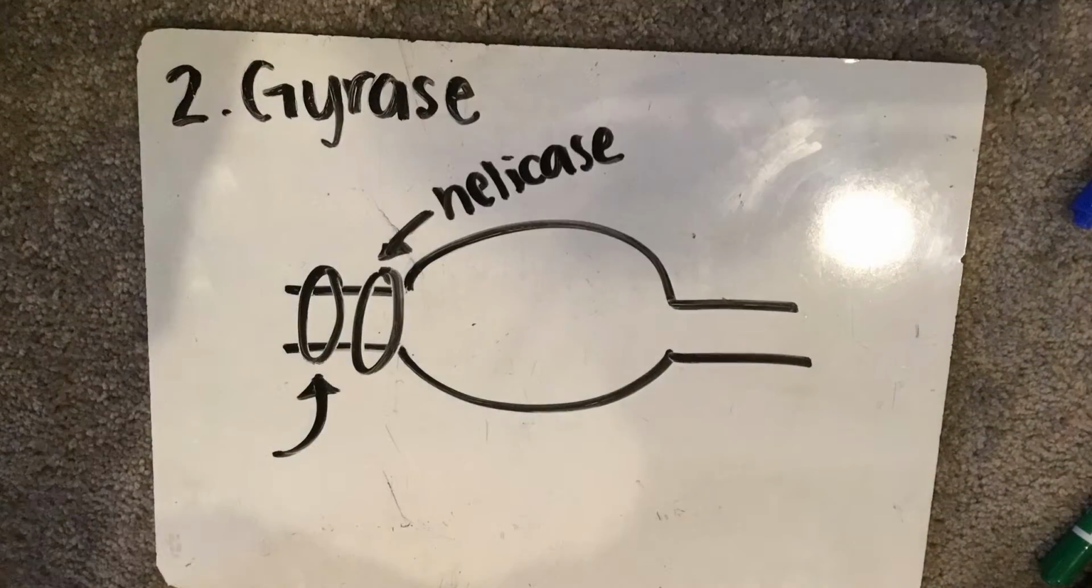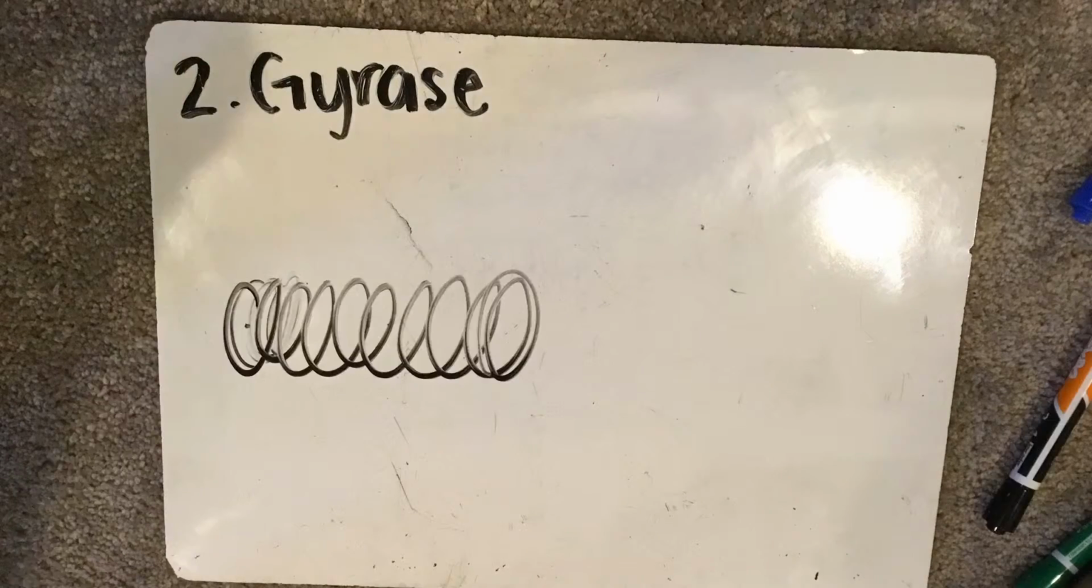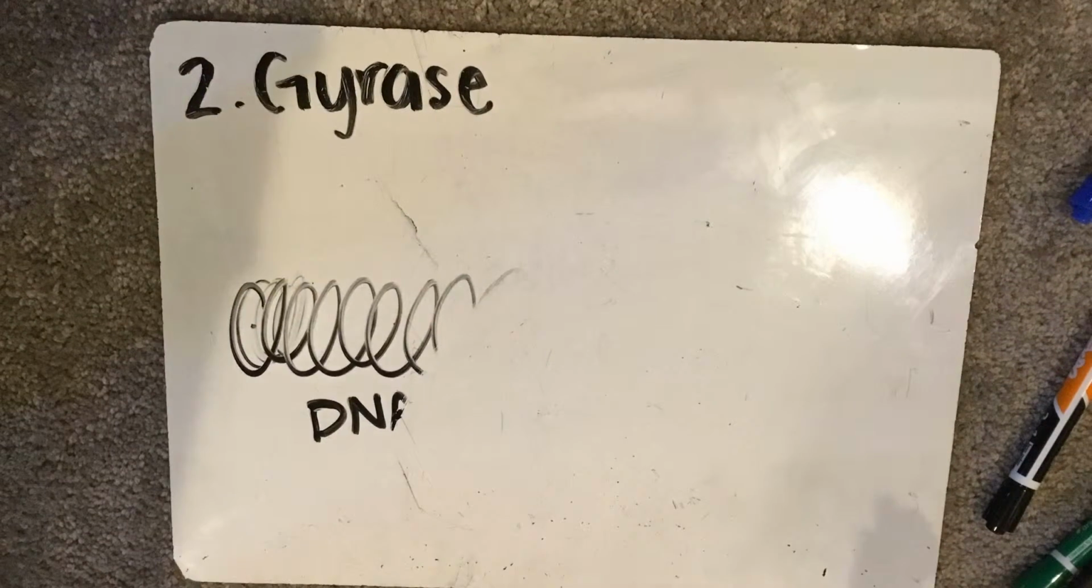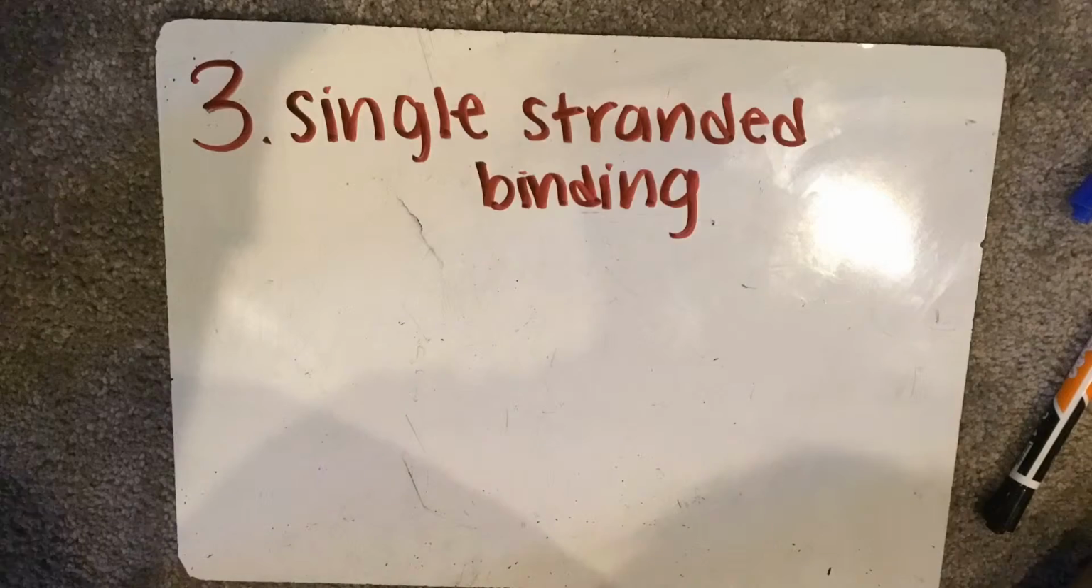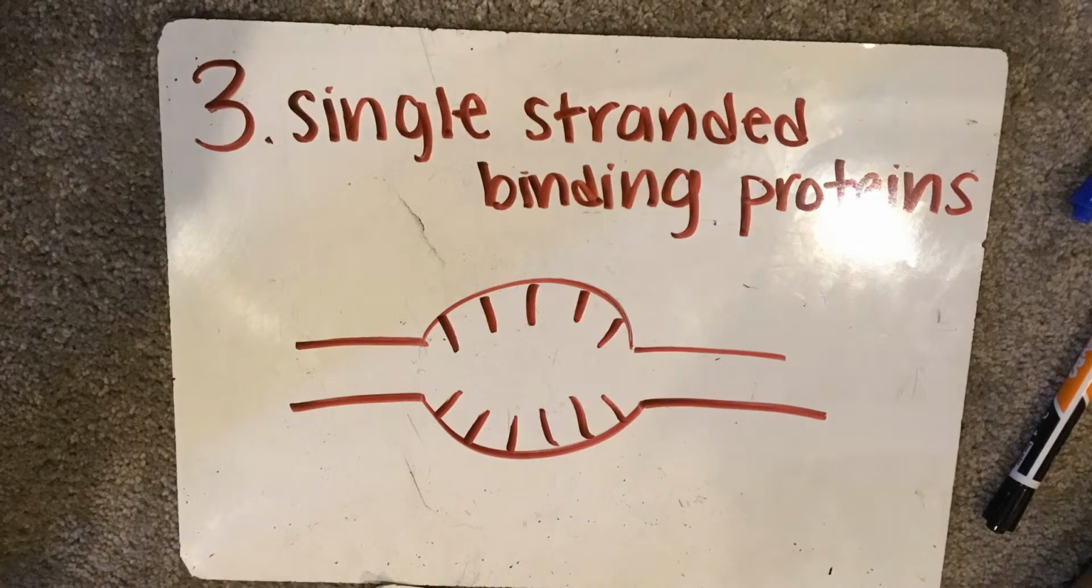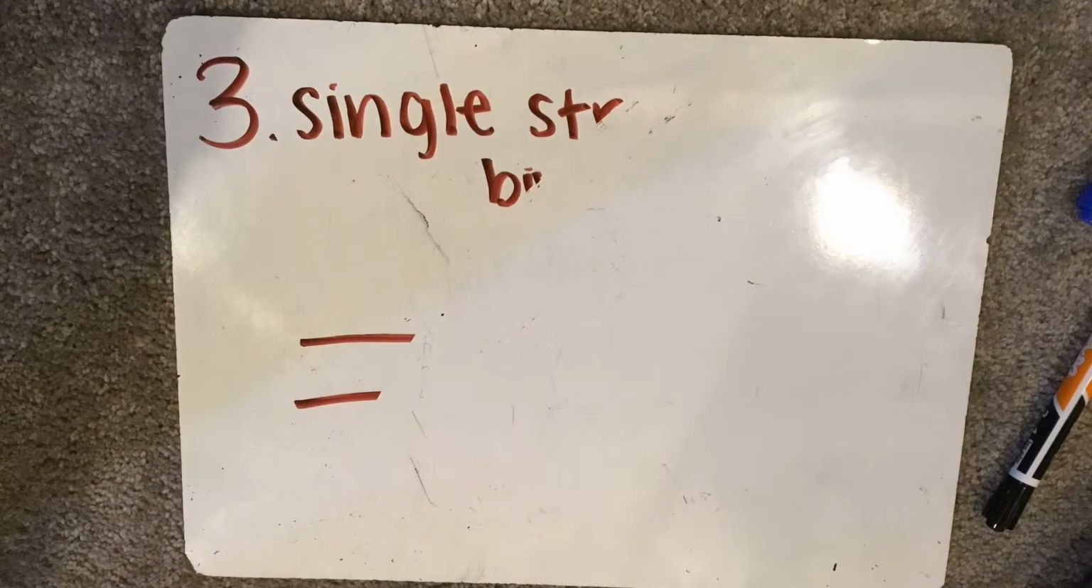Secondly is gyrase. This enzyme is before the replication fork and unwinds the supercoiled DNA. In order to keep the DNA strands apart, single-stranded binding proteins hold the DNA apart to prevent it from coiling back together as well as stabilizing the DNA.